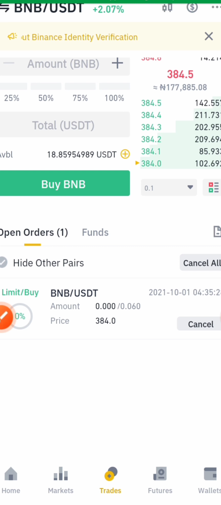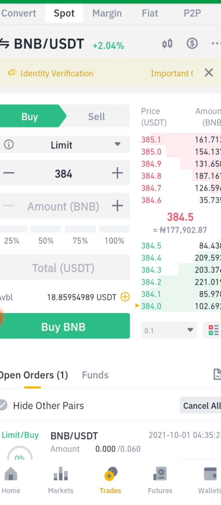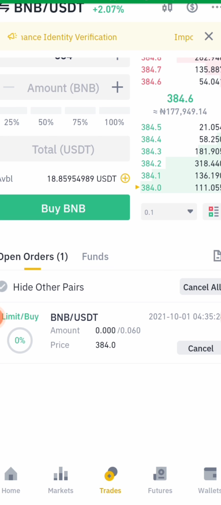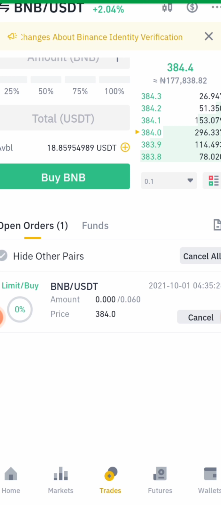Open orders are the trades that you have initiated, whether for sale or buy. Any trade that occurs under limit order will be entered into the order book here, but any trade initiated using market order is not entered here. It will be recorded, but it will not appear on the open orders.